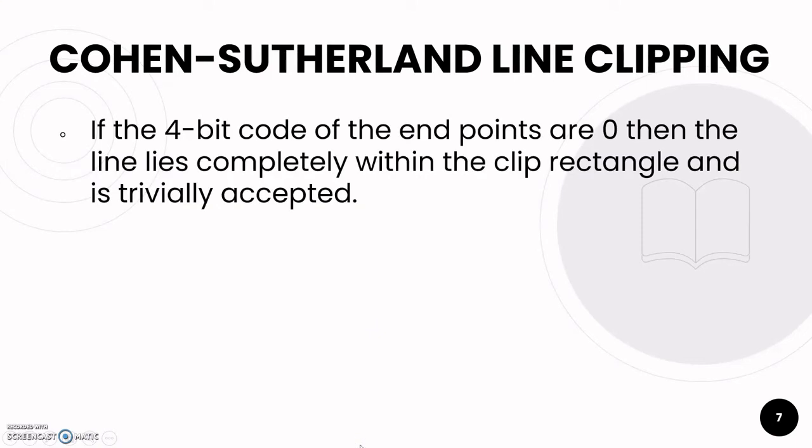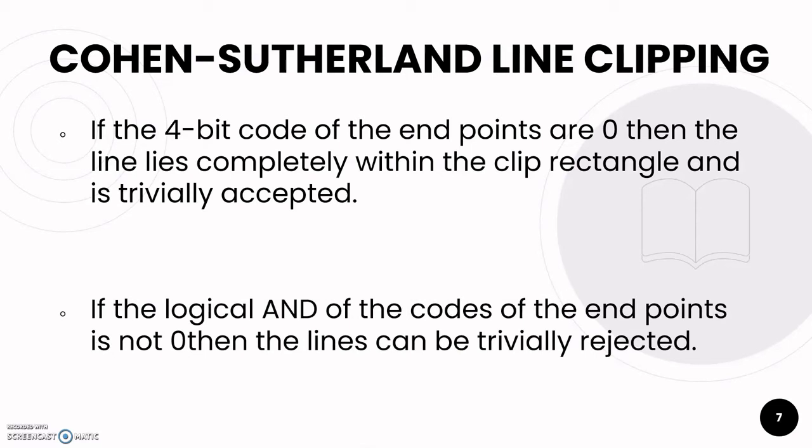If the 4-bit codes of the endpoints are 0, then the line lies completely within the clip rectangle and is trivially accepted. If the logical AND of the codes of the endpoints is not 0, then the line can be trivially rejected. So if the line lies completely within the clip rectangle, it is trivially accepted. For rejection, we have to perform the logical AND of the codes of the endpoints. If it is not 0, then the line can be trivially rejected.